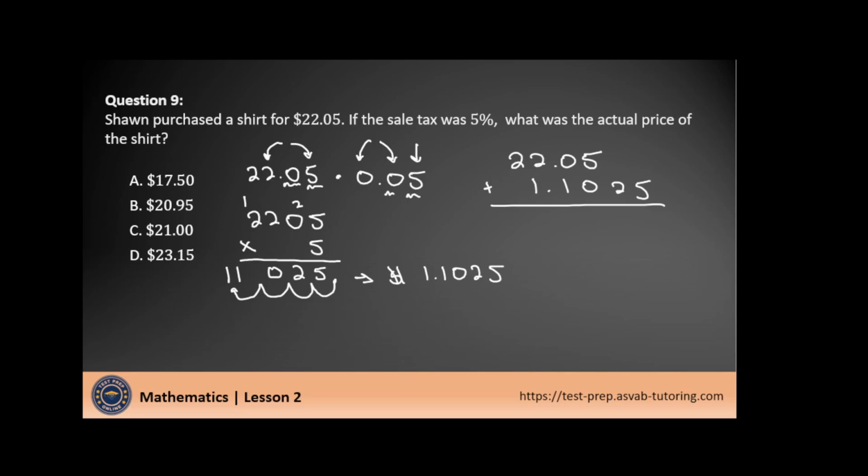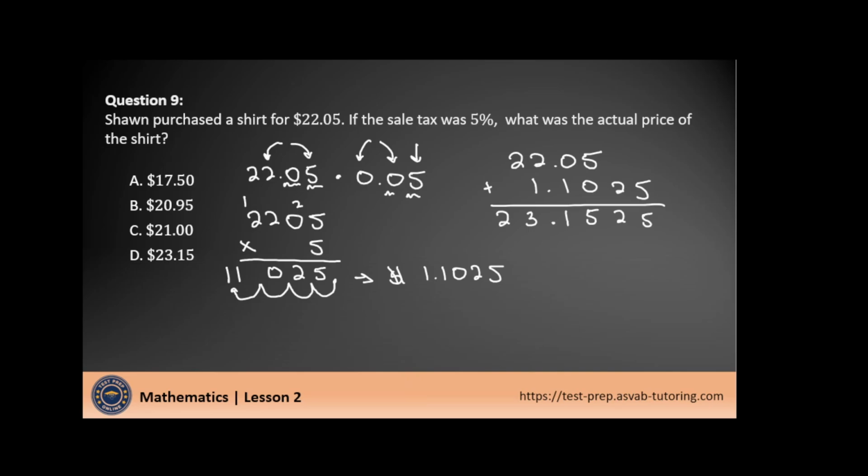Notice that I lined up my decimals. There's nothing above this 5, so it drops down. Nothing above this 2, so it drops down. 5 plus 0 is 5. 0 plus 1 is 1. We have our decimal. 2 plus 1 is 3, and nothing below the 2, so we drop that down.